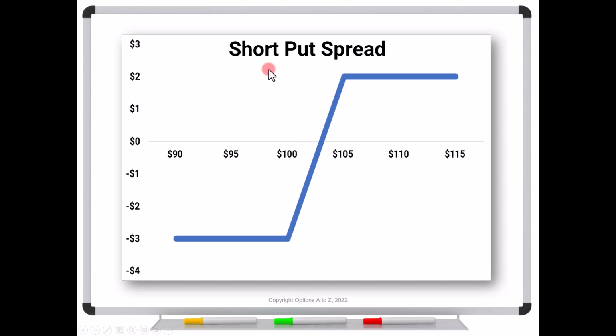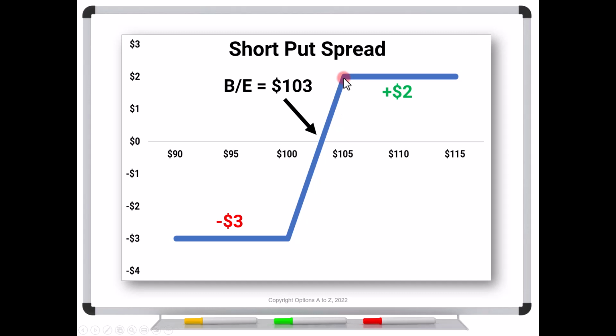All right, let's try the fourth one, short put spread. Make up some numbers. Let's say we get a credit of 2. We therefore have a max loss of 3. And of course, we have a break even of 103. How do we know this? Well, you can refer to some formulas or just look at it visually.